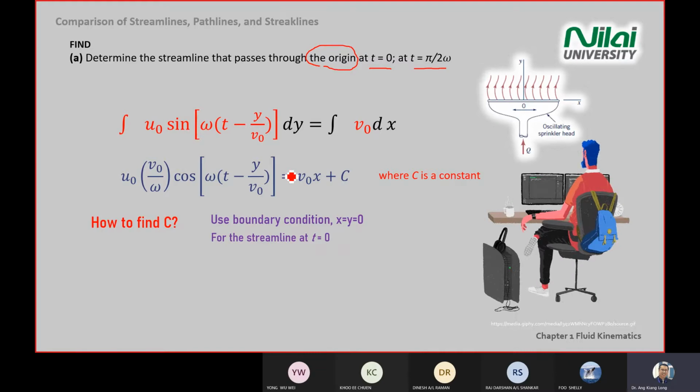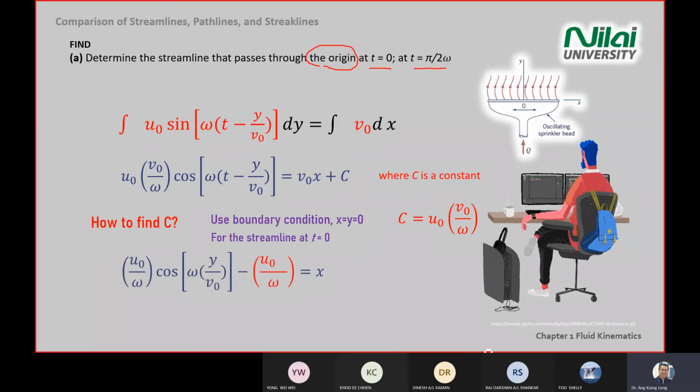Okay, Raj, you should be able to answer now. What's your C? The u0 bracket v0 over omega. Okay, that is your answer, right? Yes, sir. Correct. So your C is v0 over omega.